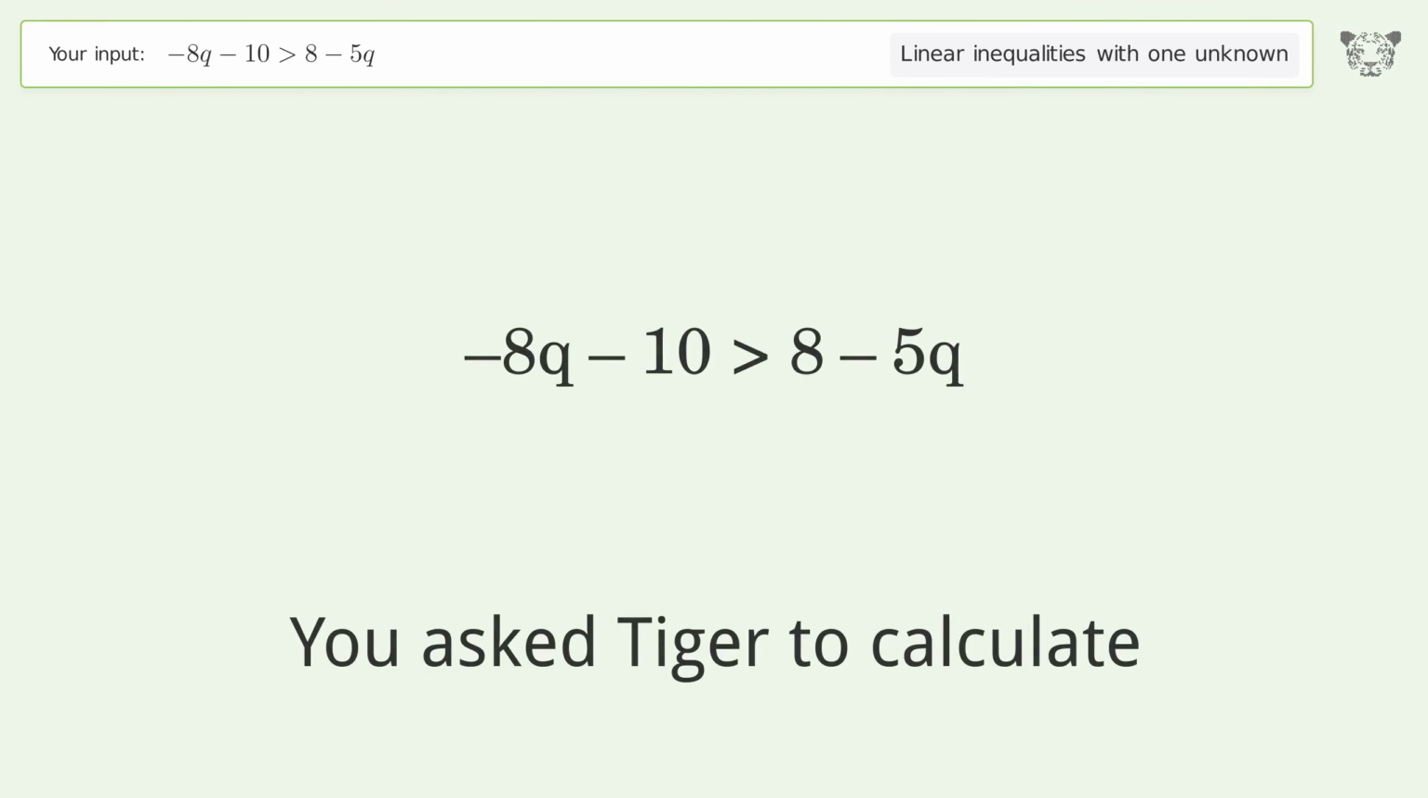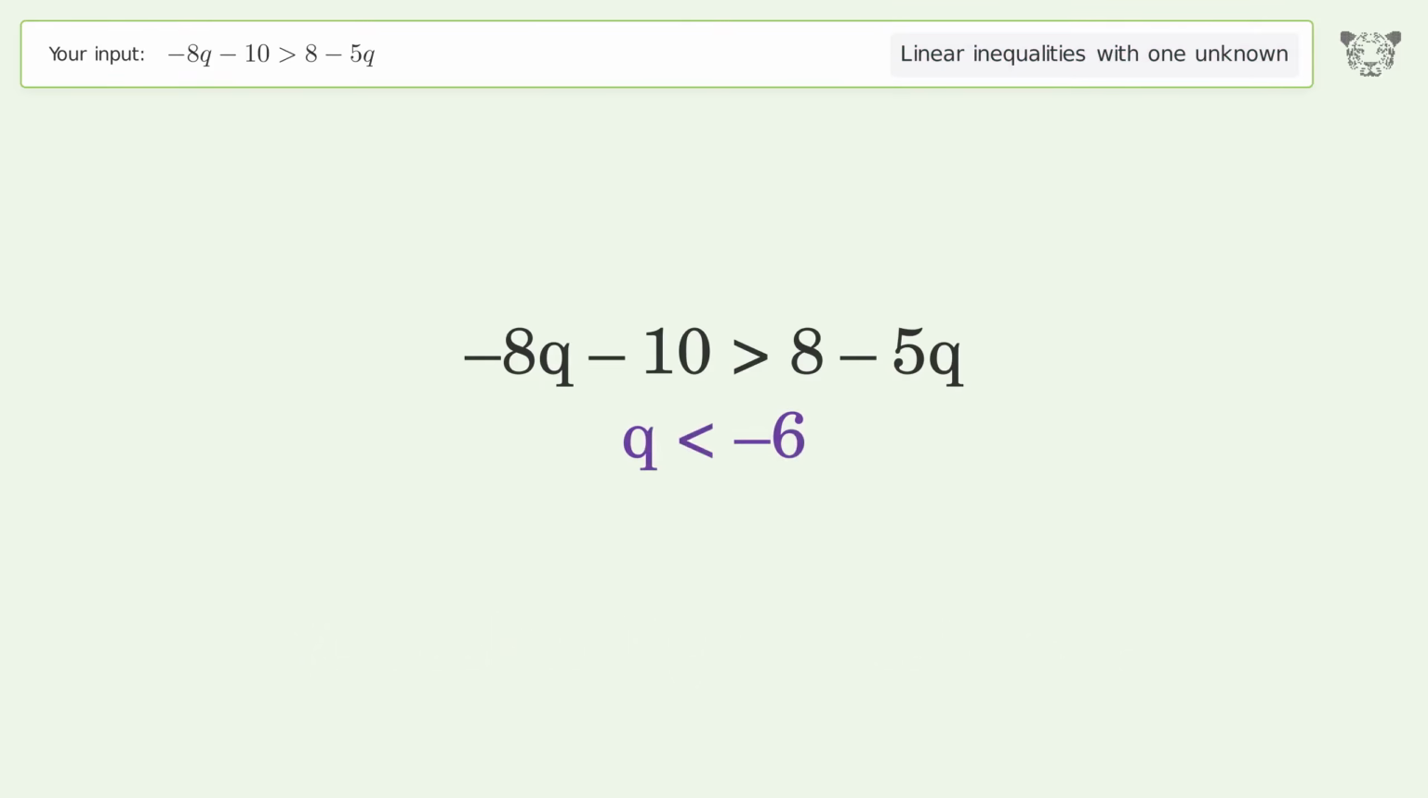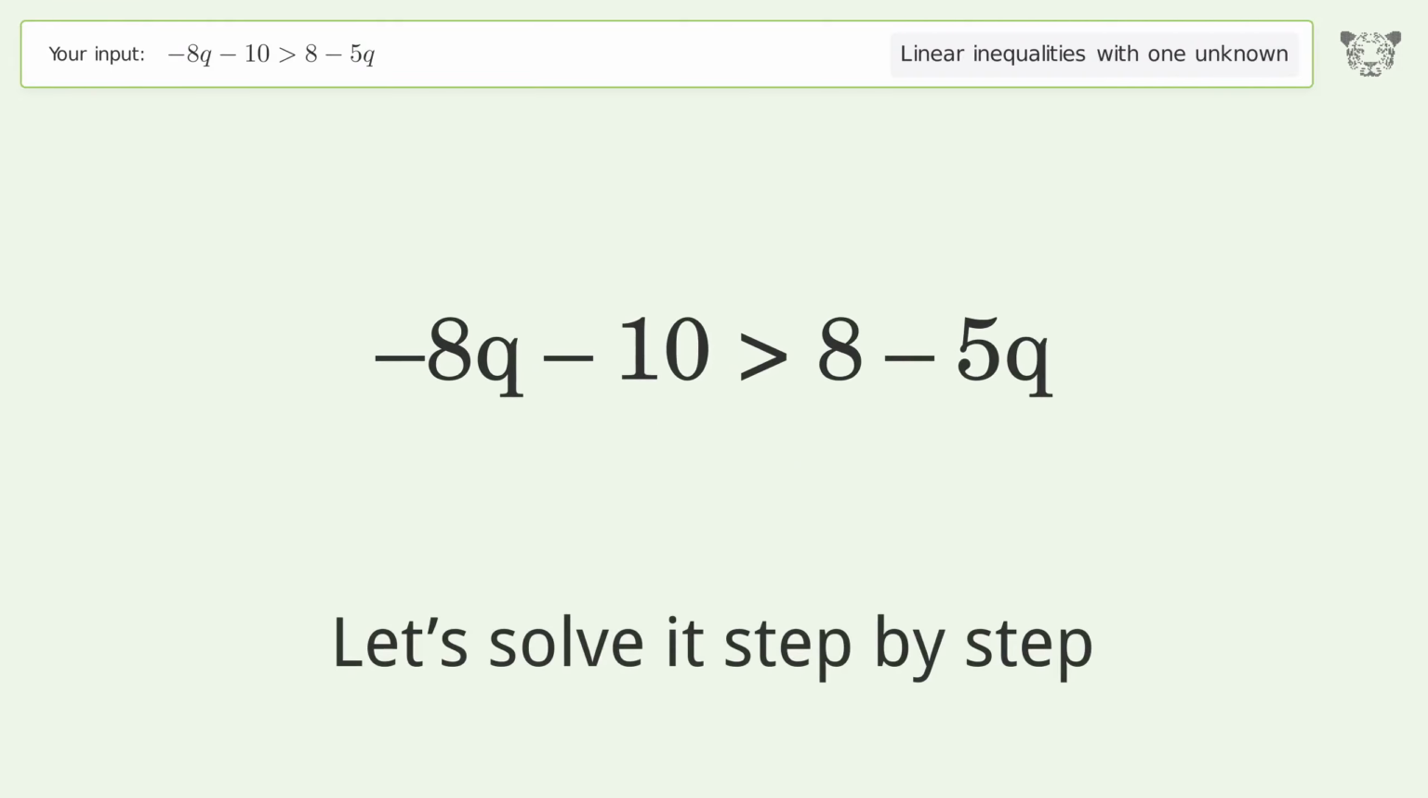You ask Tiger to calculate. This deals with linear inequalities with one unknown. The final result is q smaller than -6. Let's solve it step by step.